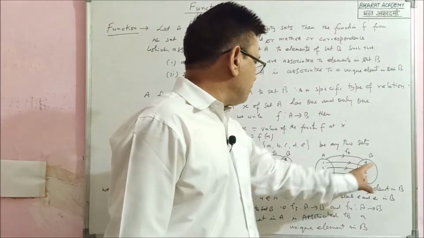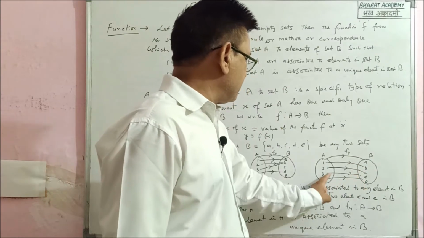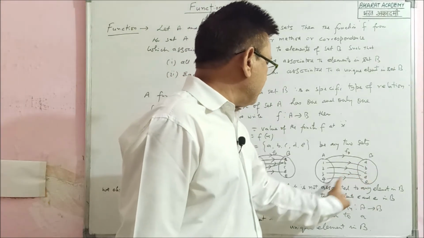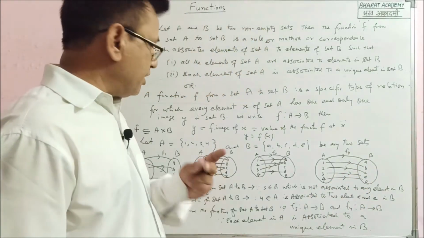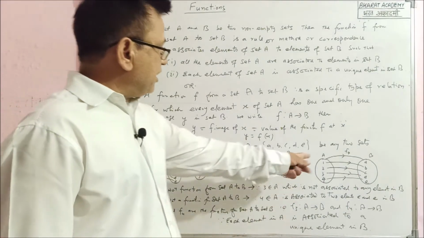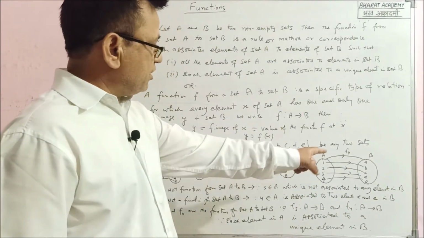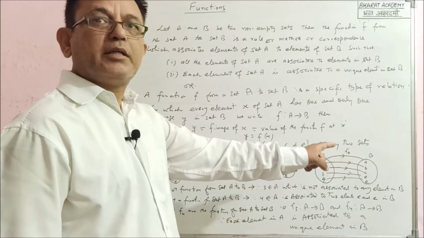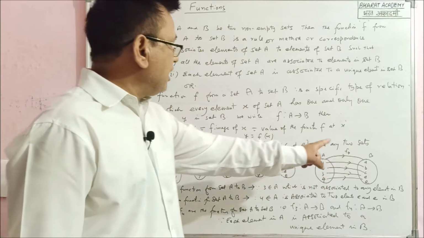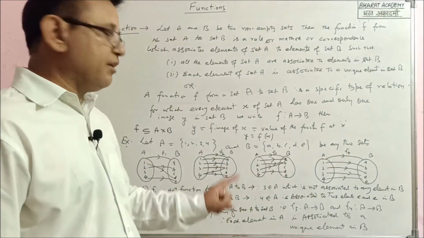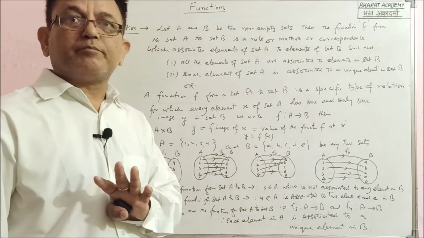1 is associated to B, 2 is associated to C, 3 is associated to D, and 4 is associated to E. So what does it mean? Each element in set A is associated to a unique element in set B. In this case, f4 is again a function from A to B.